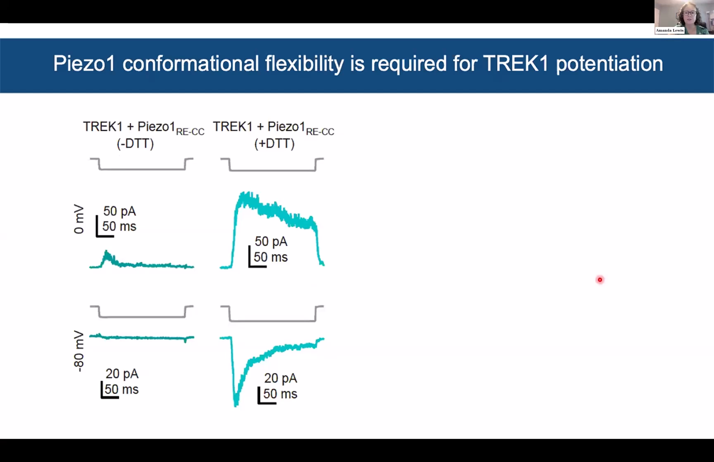So I used these 2 mutants to test their ability to potentiate TREC1 both in the presence and absence of DTT. I'm only showing the raw data here for the cap to blade mutation, but what we found was that, again, in the absence of DTT, when the disulfide bond should be present, a stimulus does not evoke piezo currents. So again, the channel is conformationally restricted and it cannot gate. However, when I include DTT in my patch pipette, I again see a robust inward piezo current, and importantly, the TREC1 currents are again potentiated.